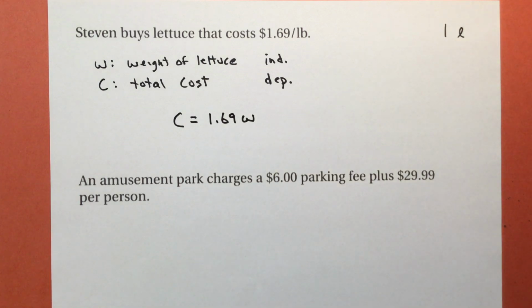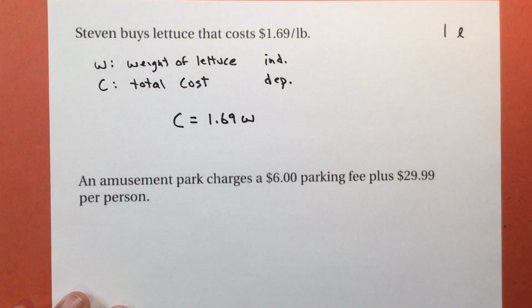All right, last one. Going back to amusement parks. Valley Fair does this, but it's not $6, let me tell you. An amusement park charges a $6 parking fee. They're going to get you one way or another, plus $29.99 per person. So if you are one person, you pay $6 to park plus $29.99 for your ticket. If you take a family, it's $6 to park your minivan plus $29.99 plus $29.99 plus $29.99 plus $29.99 for each person you have.